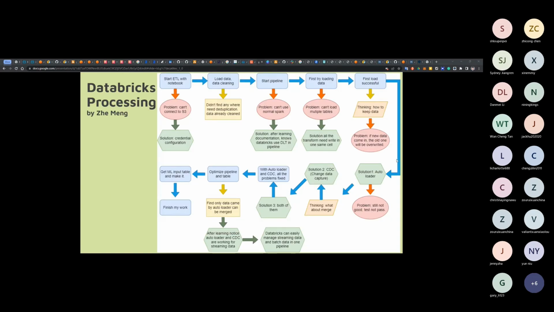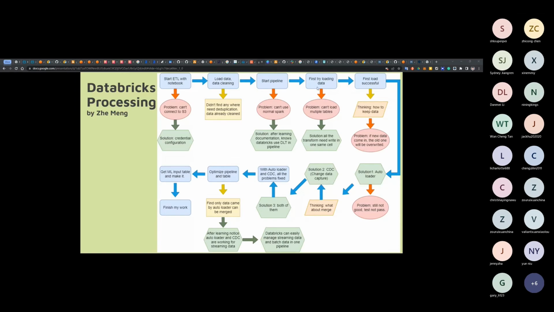So in this page, I listed all the important events I orchestrated in my use of Databricks in a flowchart. At the beginning, I found that to get data from AWS S3, I need more configurations. After that, during loading data and data cleaning, I found the data was already cleaned. Then I started to build my pipeline. In the Databricks pipeline, I can't use normal Spark. After learning from the Databricks documentation, I know the pipeline uses a different way called Delta Live Table. Now I started my first try.